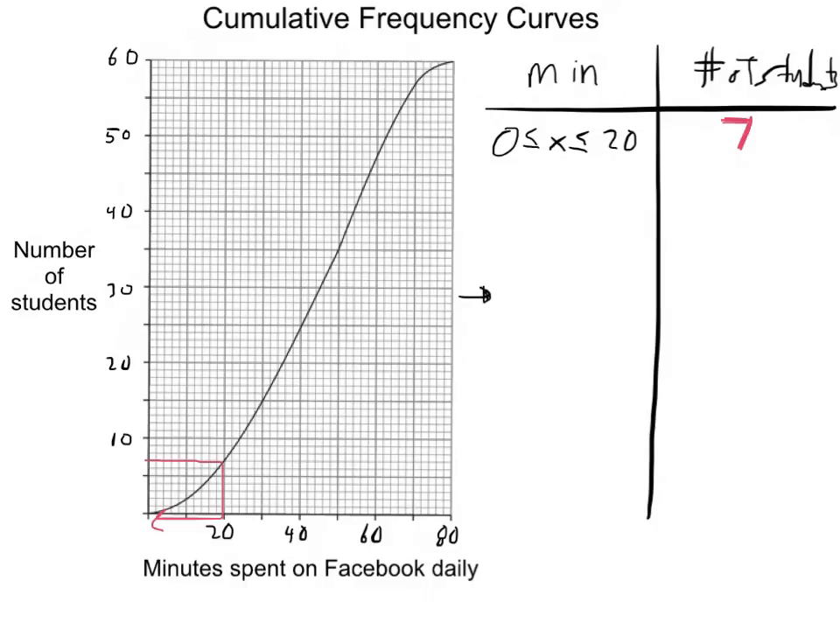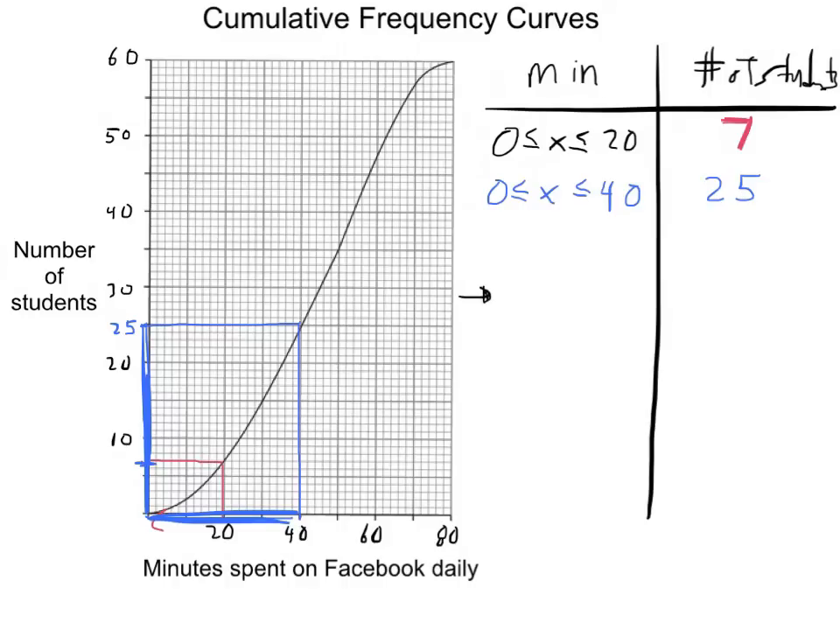Now, what about next? My next one would be 0 is less than or equal to x is less than or equal to, say, 40. Well, let's take a look at 40. 40 minutes, if you follow up to the curve, hits right there at about 25. Great, so there are 25 students, and all 25 of these were less than 40 minutes. That only means about 18 of them were between 20 and 40, but this is a cumulative frequency, right?